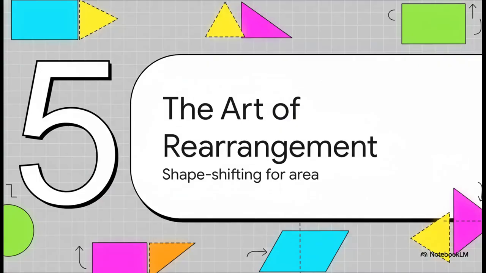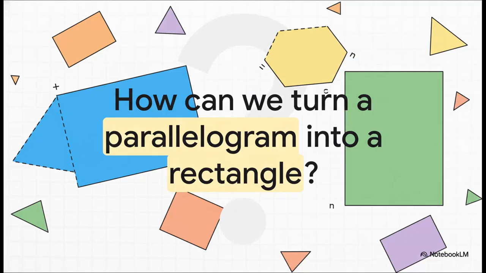This is where we get to the really cool part. We can basically become shapeshifters, rearranging these complex-looking shapes into simple ones so we can easily figure out their area. So take a look at this parallelogram. You know, that kind of slanted rectangle? It looks a little tricky to measure, doesn't it? But what if I told you we could turn it into a simple rectangle without changing its area one bit? Any ideas how we could do that?